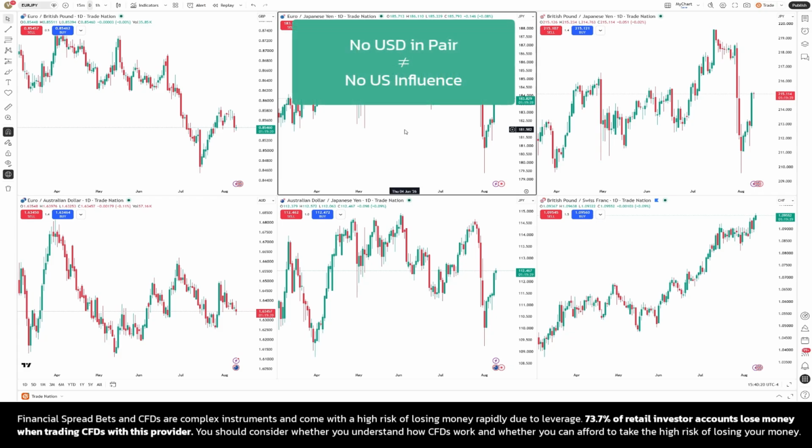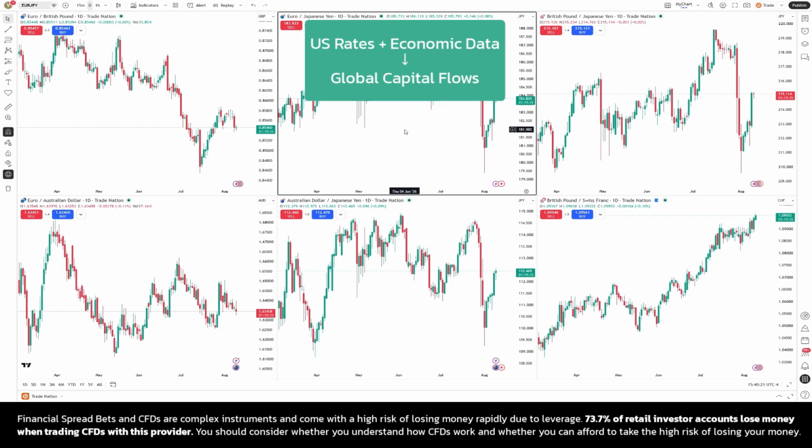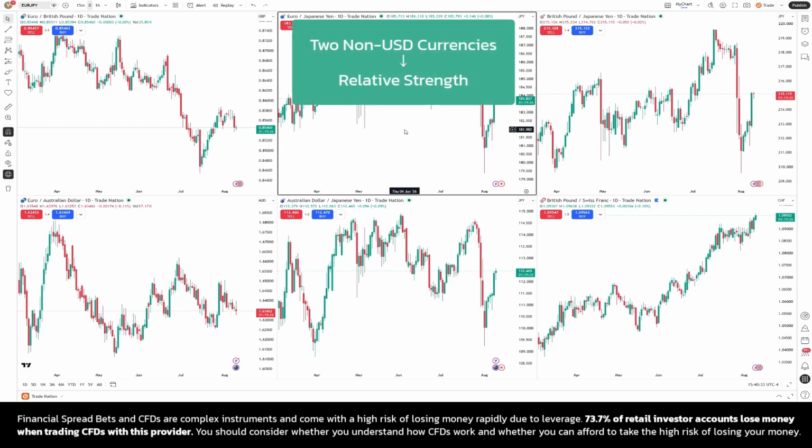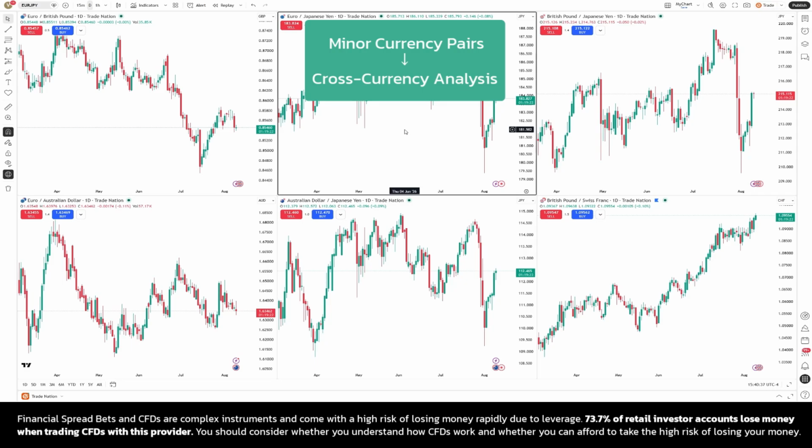The absence of the US dollar also does not mean the United States becomes irrelevant. US interest rates, economic data, and changes in global risk sentiment can still influence capital flows and affect other major currencies indirectly. Minor pairs can therefore be useful when the market view is centered on the relationship between two currencies outside the US dollar.